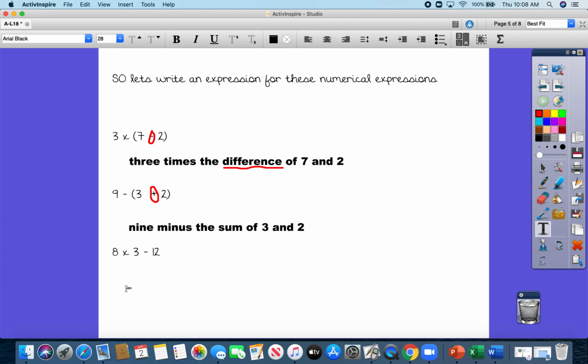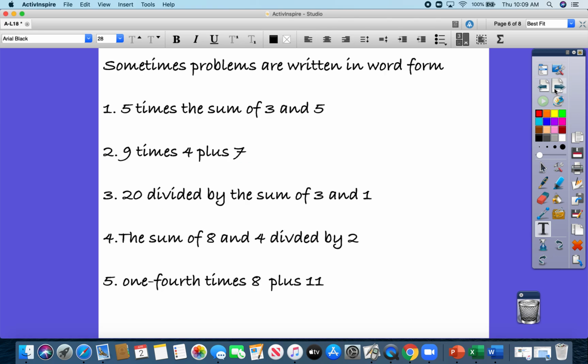This one down here has absolutely no parentheses. So that means that I can just write what I see. 8 times 3 minus 12. There's no parentheses in that one, so I can just write it down like I see it because there is nothing that is going to make me fix that one. Okay? All right. Let's move on to the next one.